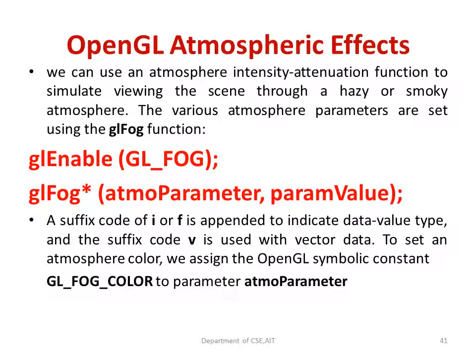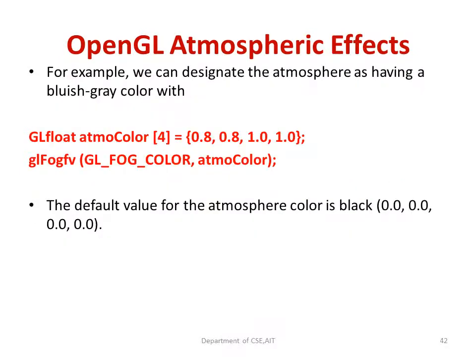If you want some fog effect, you need to enable that fog effect and then go for the type of value, and what value you want to give will be given in the GL fog. So here you can see the fog color has been given. The fog color is specified by GL fog color. That is the first parameter, which is called the atmospheric parameter, and the second one is the amount of color what you want to give.